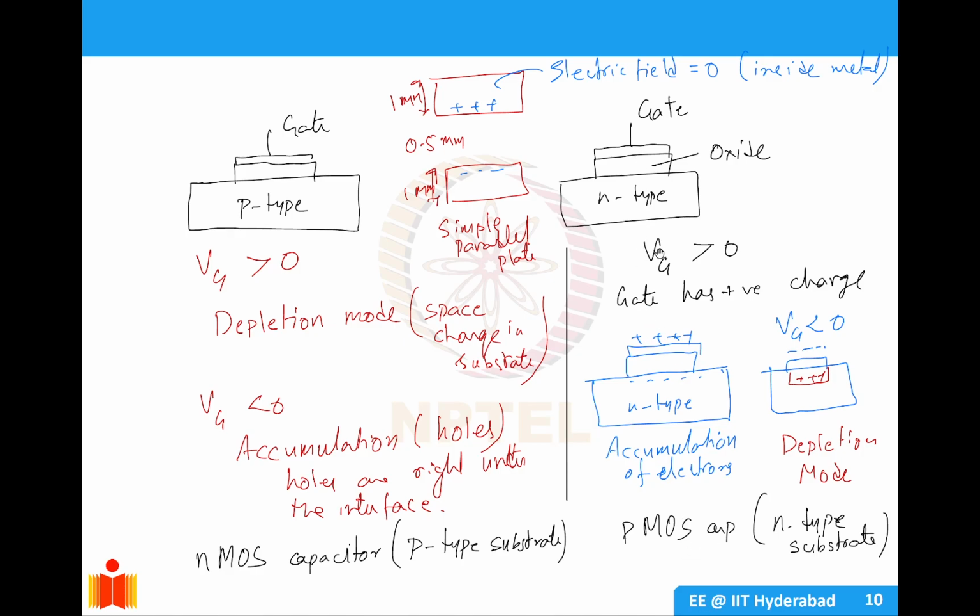So if you apply a positive bias, your gate has positive charge, the surface has negative charge, so you are accumulating electrons. And if you apply negative bias, your semiconductor now has positive charges, so your electrons are depleting, hence it's called depletion mode.